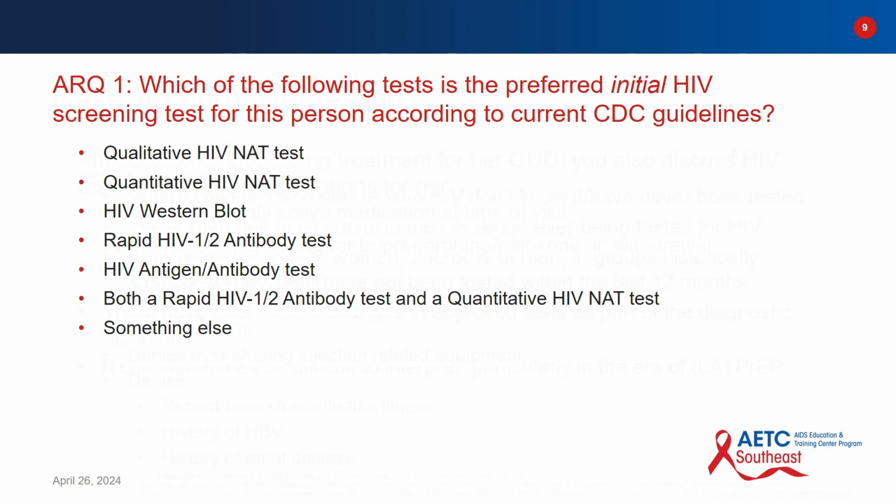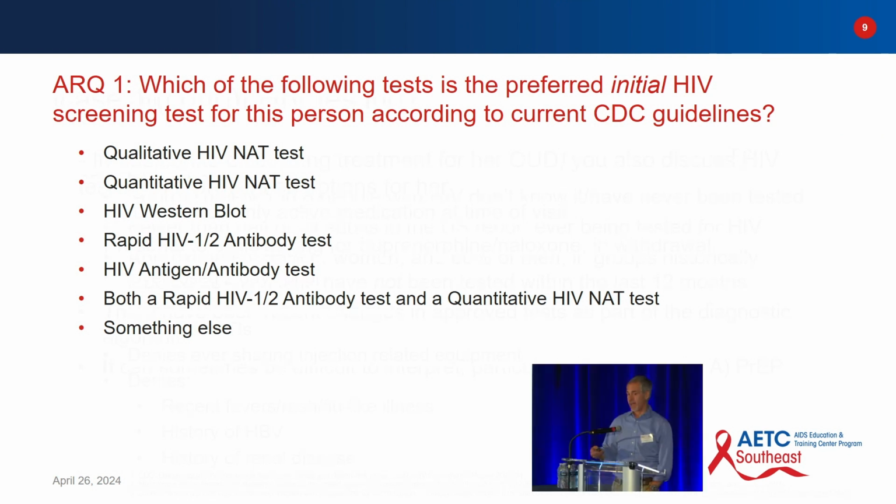Which of the following tests is the preferred initial HIV screening test for this person according to current CDC guidelines? Is it a qualitative HIV nucleic acid test? Is it a quantitative HIV nucleic acid test, also known as a viral load, a Western blot, a rapid test, a standard HIV antigen antibody test? Should you do both, a rapid test and one of these quantitative NATs, or should you do something else? Lots of options there. I haven't even written them all down.